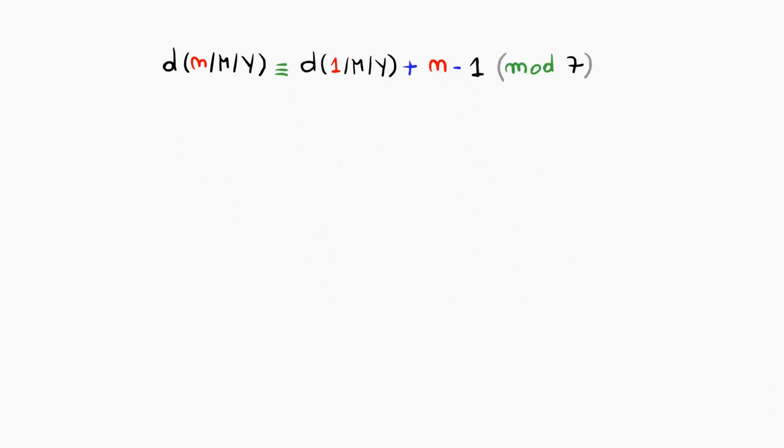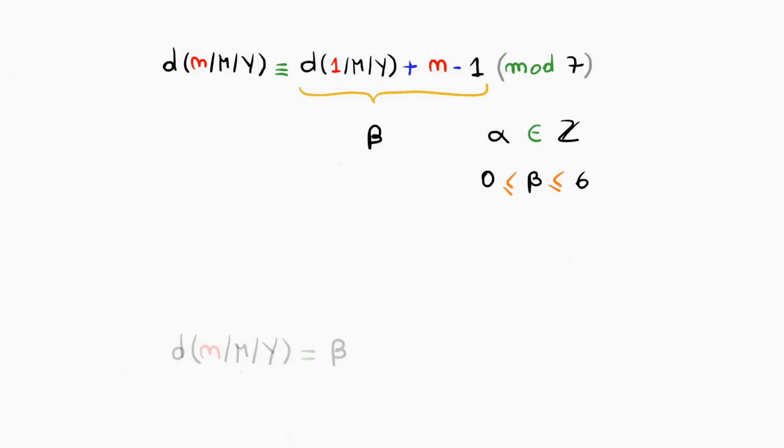What does this mean? It means that if the term in question can be written as a multiple of 7 plus another term, where specifically alpha is an integer and beta is an integer between 0 and 6, we must disregard the multiple of 7 and only keep beta. We can do this because, as we saw, adding a multiple of 7 is like adding 0. So we can say that the day of the week is beta.